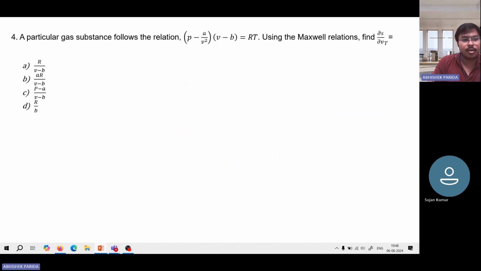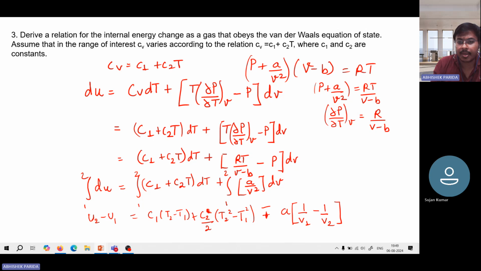Now coming to the next question, a particular gas substance obeys the relation P minus A by V square into V minus B is equal to RT. Using the Maxwell relation, find dou S by dou V at constant T. Just to correct myself, so it is P minus; here already there will be a minus, so that will become plus.